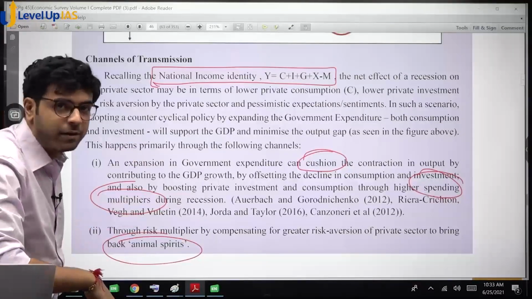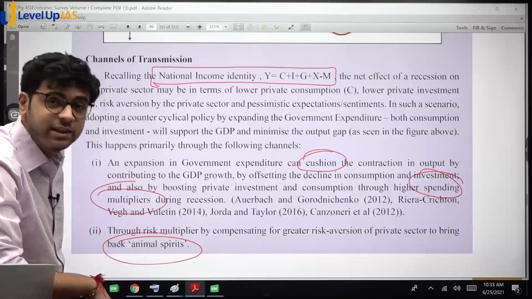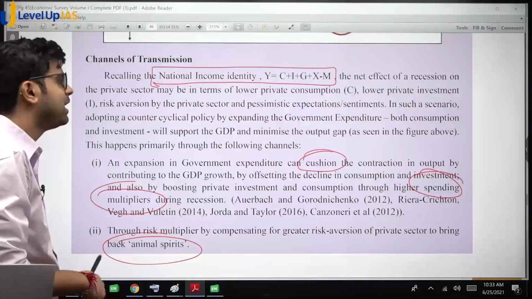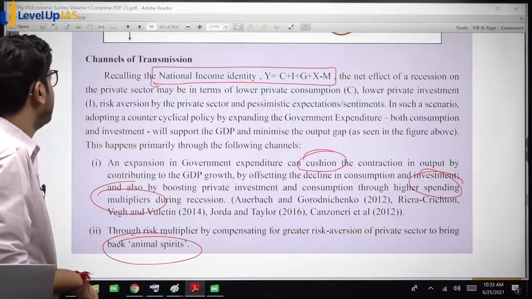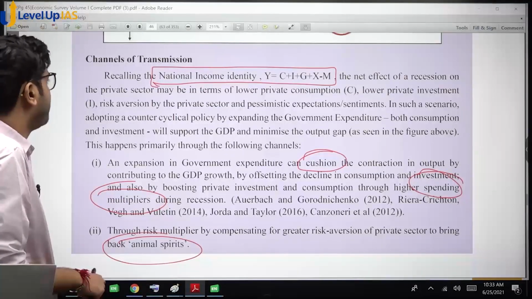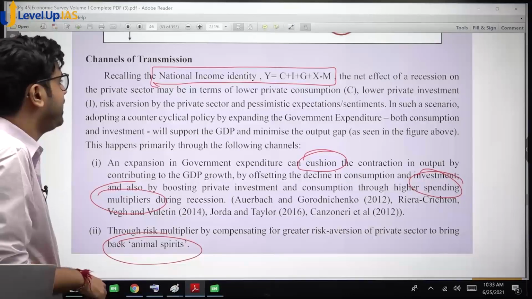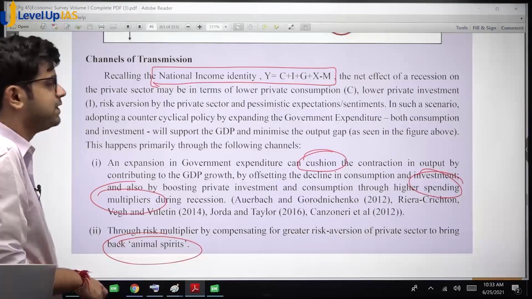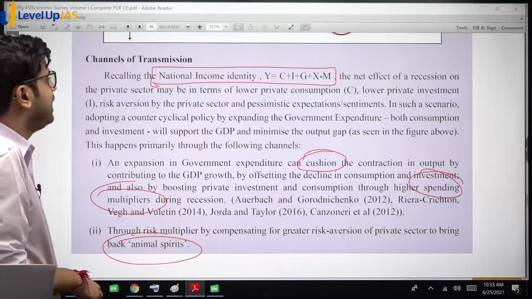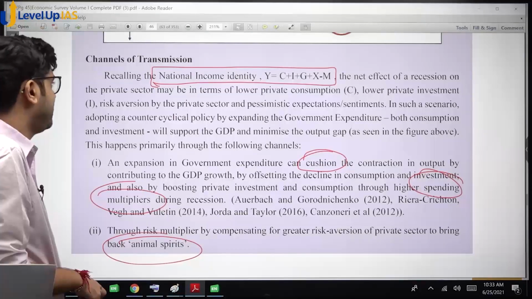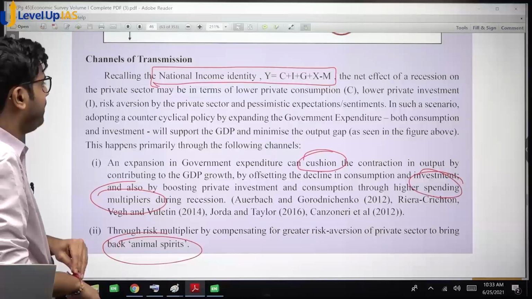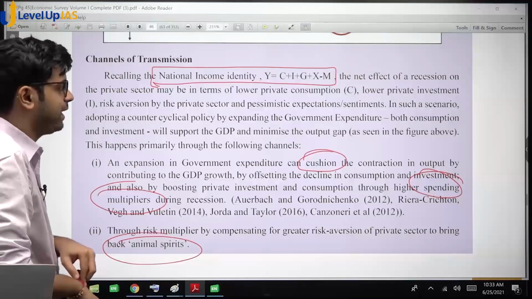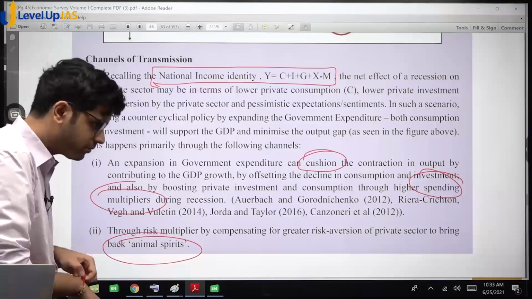Now let us get deeper. Let us become experts in the topic now. Okay? This is the highest level which you will read. Iske upar there is nothing in this topic. Channels of transmission. Oh, what they are talking about. Recall the national income identity. Y is equal to C plus I plus G plus X minus M. The net effect of a recession on the private sector may be in terms of lower C, lower I, risk aversion by the private sector, pessimistic expectation sentiments. Right?